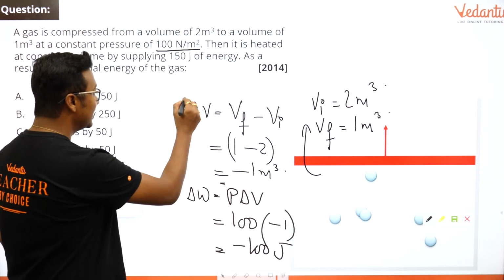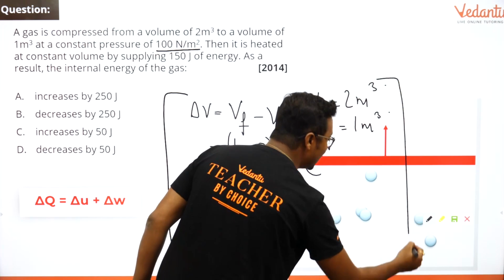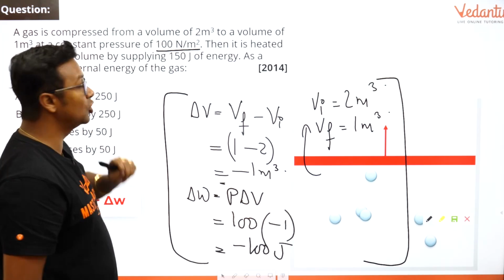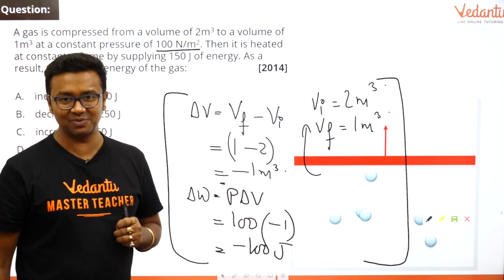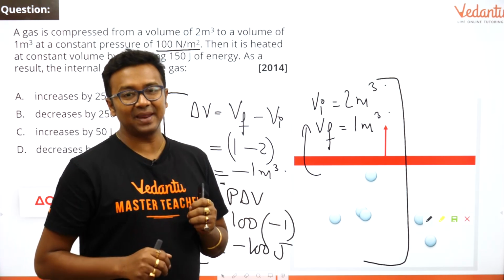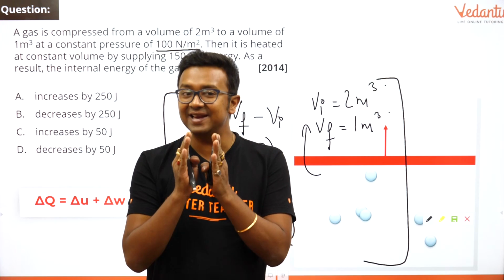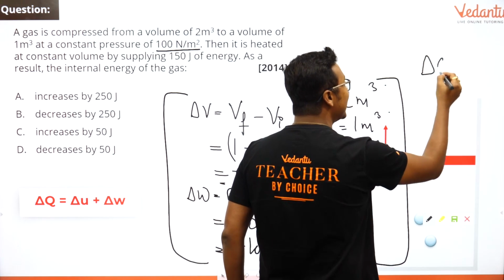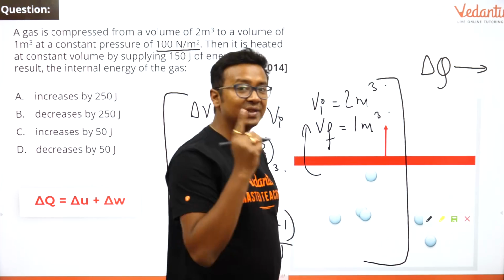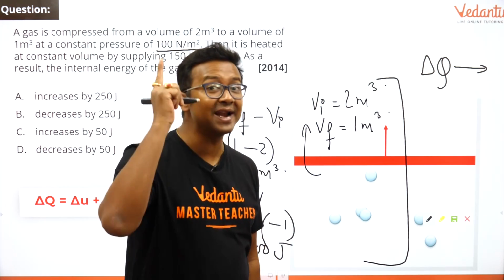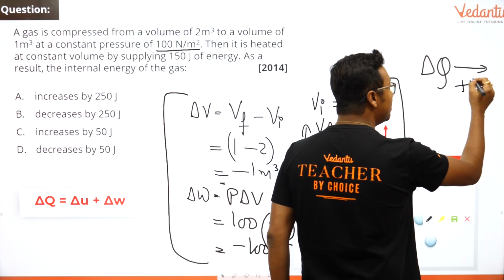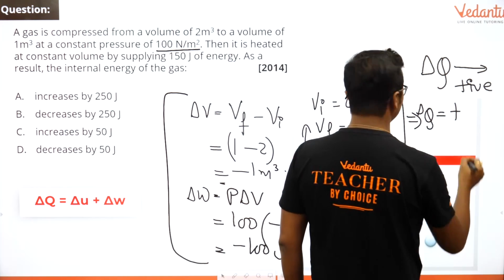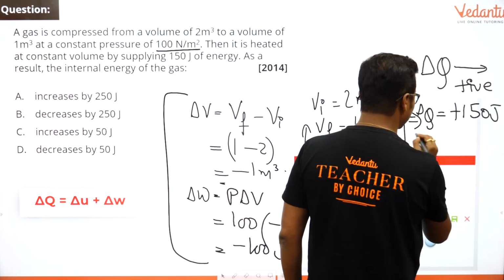Alright, students. So here we had the calculation of whatever was the work done in the process of compressing 2 meter cube to 1 meter cube at a constant pressure of 100 Newton per meter square. Then, as it kind of got heated, you provided 150 joules of energy. Correct? So, in this case, you provided this heat to the system. So, whether it will be positive or negative, definitely, my dear students, you got it right. It's positive, right? So, delta Q will be positive. That means I can write down my delta Q as equals to plus 150 joules.